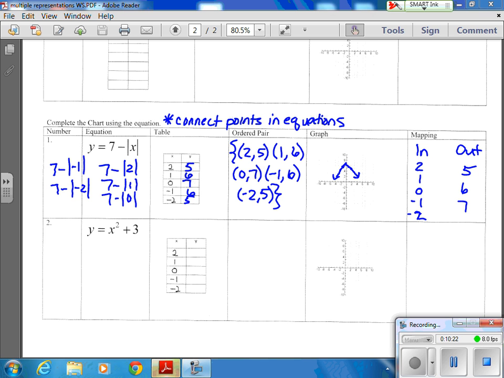Right? So we want to take the 2 to the 5. We want the 1 to go with the 6. We want the 0 to go with the 7. We want the -1 to also go to the 6, and we want the -2 to go with the 5, right? So there is some overlapping, which is fine, right? But everything is pointed to its proper output given its input.